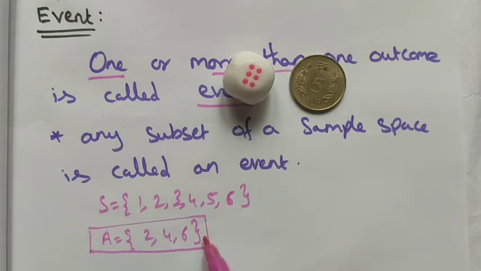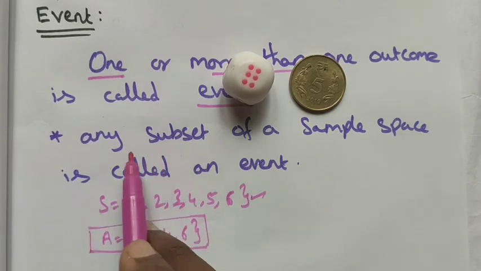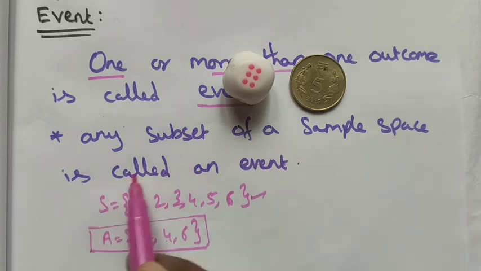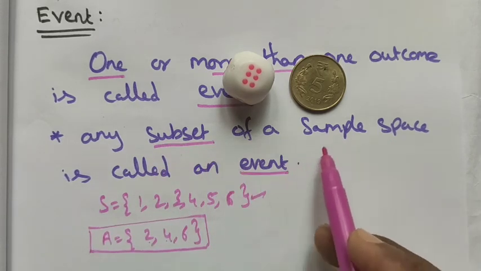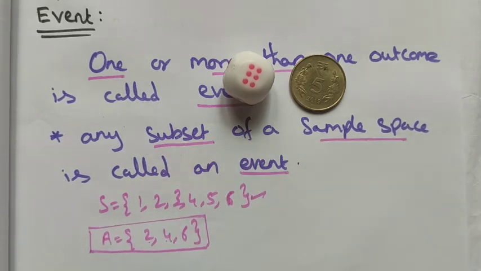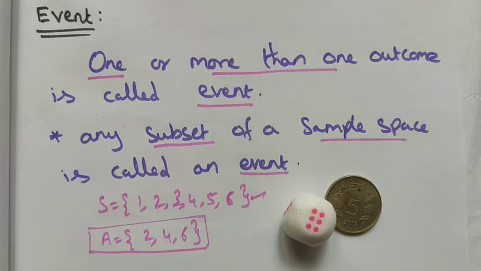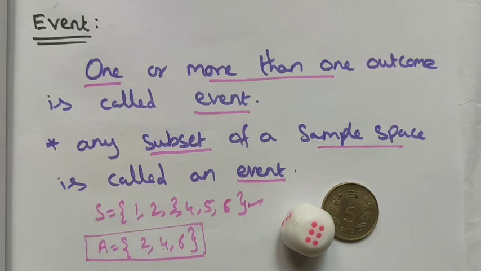So by this condition we can say sample space is the biggest set, and 2, 4, 6 is a subset of the sample space. Any subset of a sample space is an event. So event means one or more than one outcome. And in the next video we see the types of events. Thank you, students.